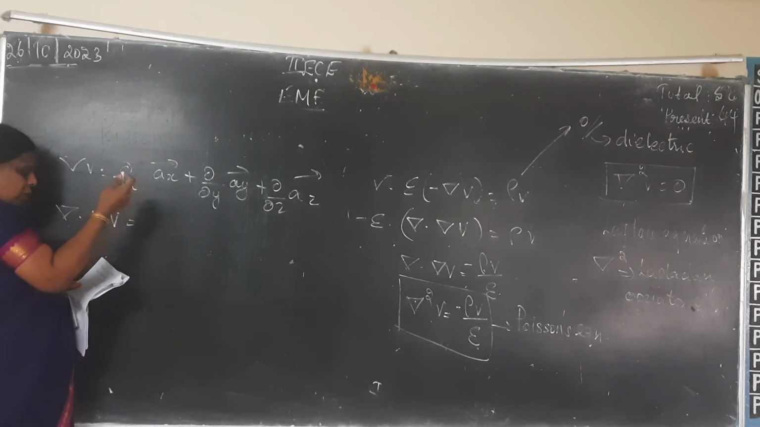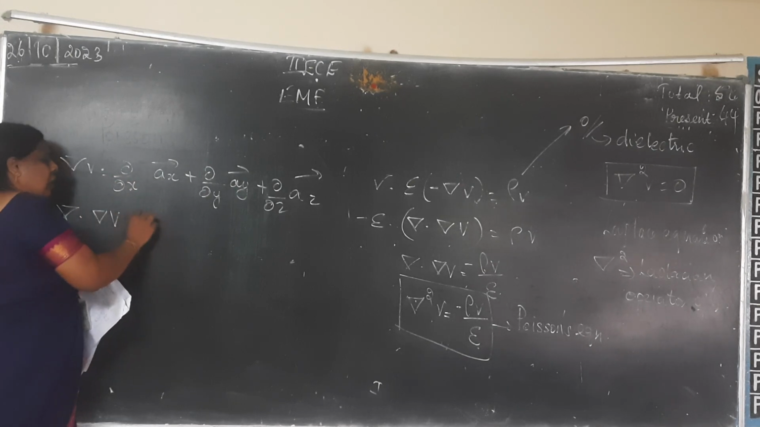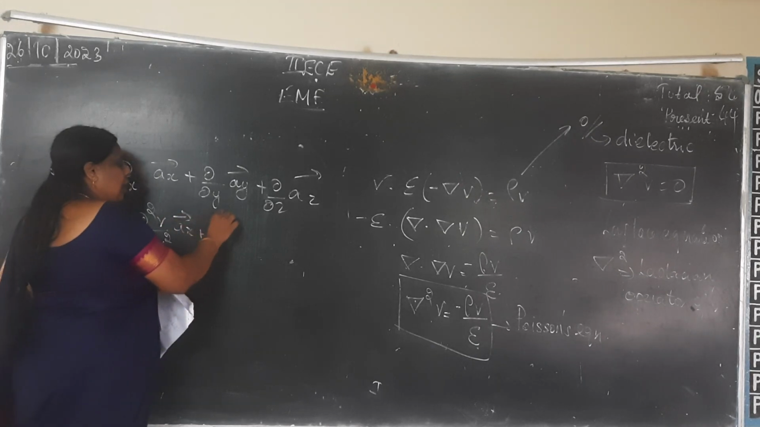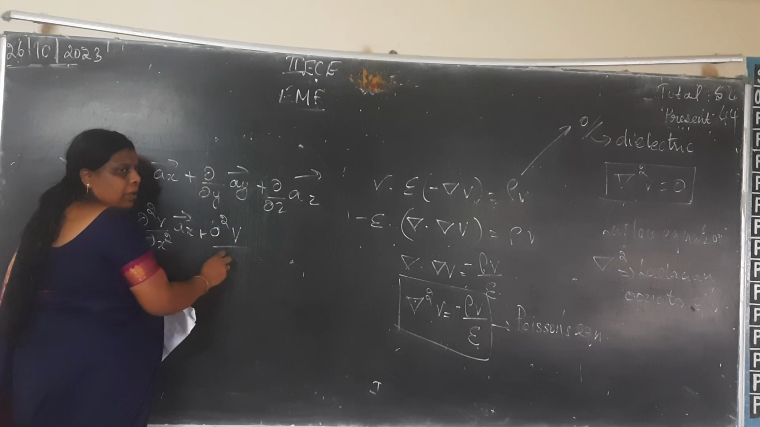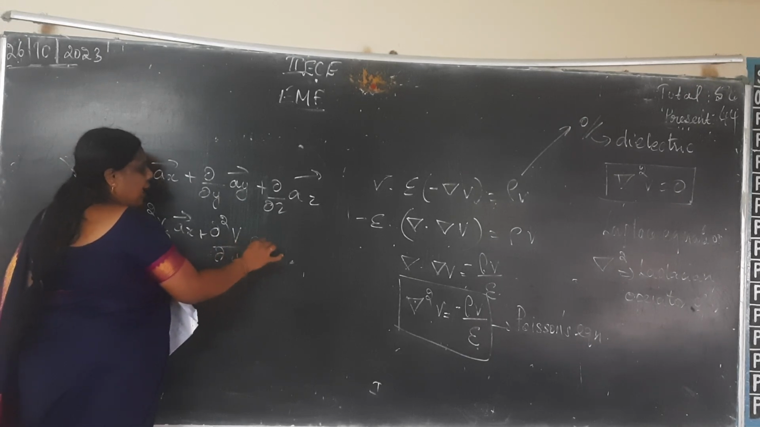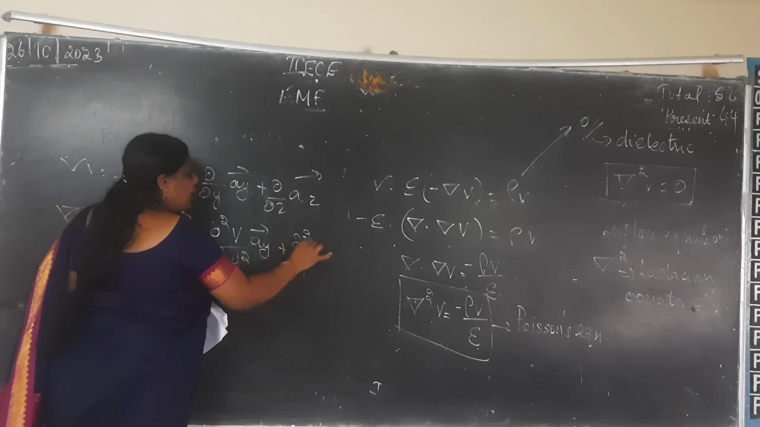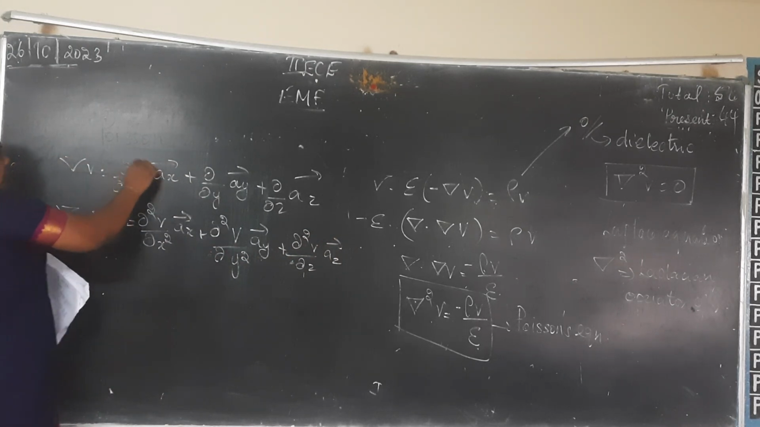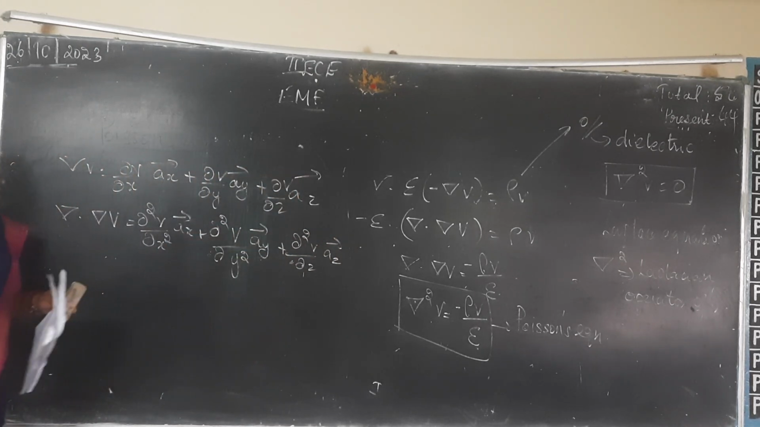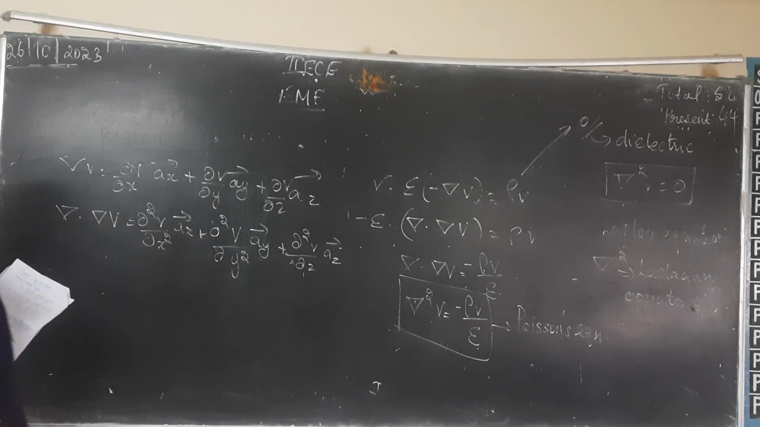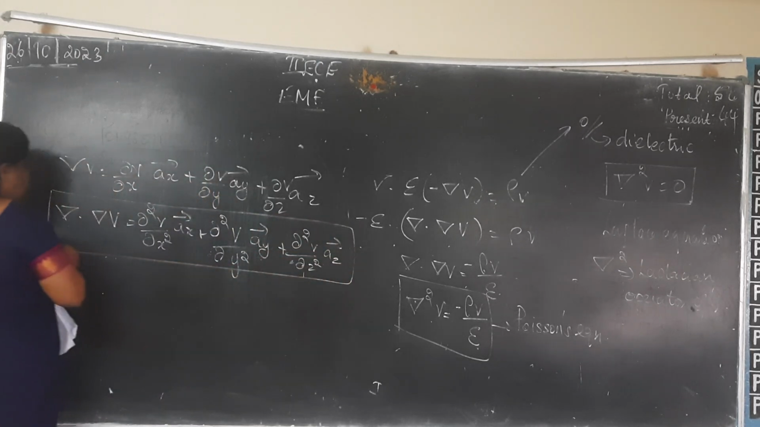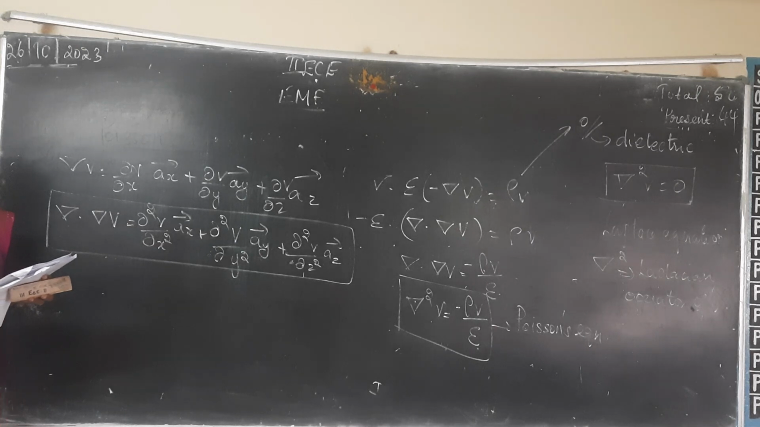Del square. Very good. Can I go to the final expression? So what is that? ∂²V/∂x² times ax vector plus ∂²V/∂y² times ay vector plus ∂²V/∂z² times az vector. Sorry, I forgot to put that here. Clear now? So this is del square V for the Cartesian coordinate system.